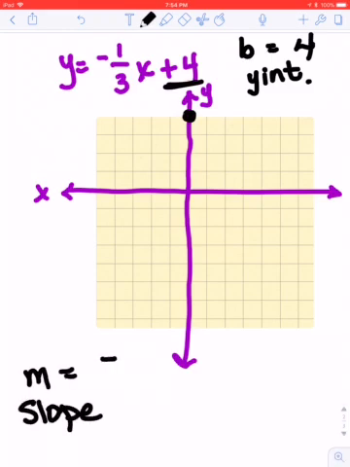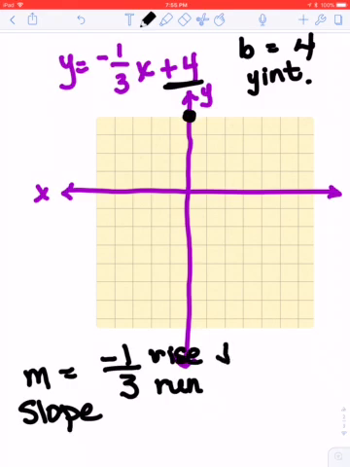And I'm going to take this, and I know it's negative, so I'm going to put the negative with the top number. If it is negative, it's got to go with the top number. And then there's my rise over my run. So that means that from this point up here, and if my rise is negative, that means I'm going to go down 1, and I'm going to move over 3. So from the y-intercept, I'm going to go down 1 over 3. And I'm going to keep going down 1 over 3.